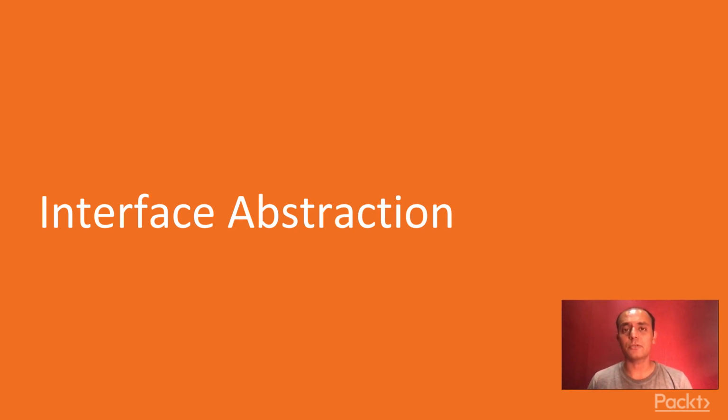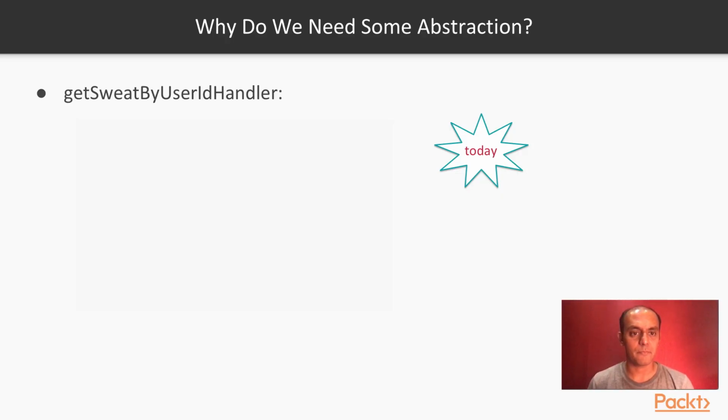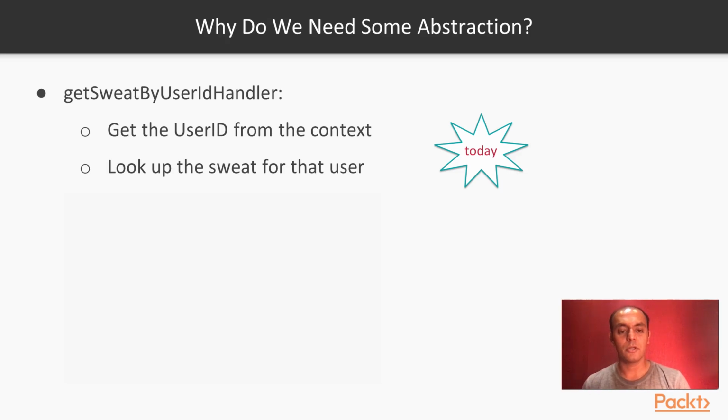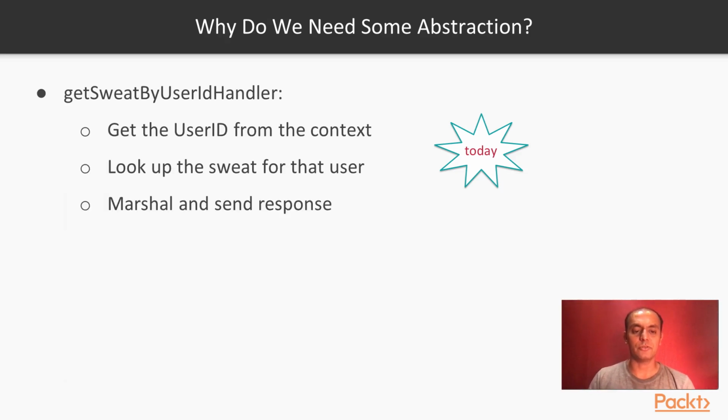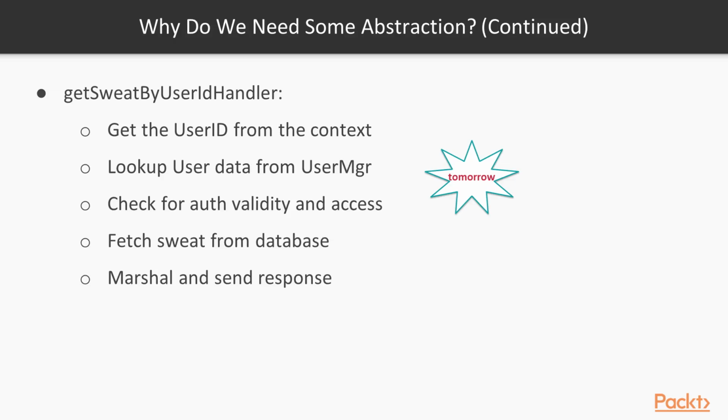Now, we are going to take it one notch higher, and we are going to try and make this into a microservice which is abstracted. Now, your obvious question might be, why do I need it? This is our current state of affairs. We get the user ID from the context, we look up the sweat for that user, and we marshal the response. However, going forward, we may actually have a slightly different situation.